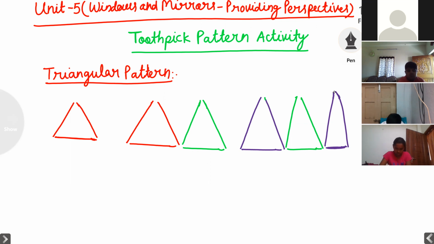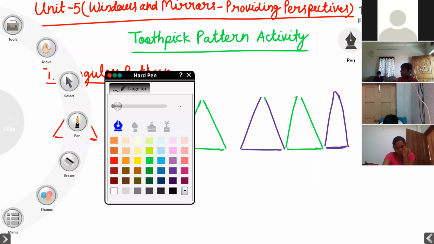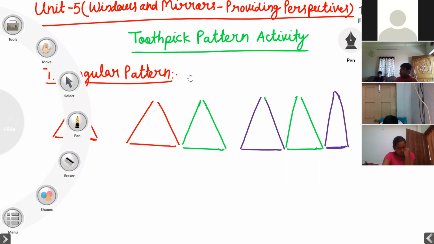If I want to draw one triangle, 3 toothpicks are required. If I want to draw 2 triangles, then 6 toothpicks are required. If I want to draw 3 triangles, how many toothpicks are required? 9 toothpicks are required. Now we are very good, Agastya. Now we are generalizing how we relate the toothpicks activity to algebra. Listen carefully. What is the magic of this activity? Observe here.